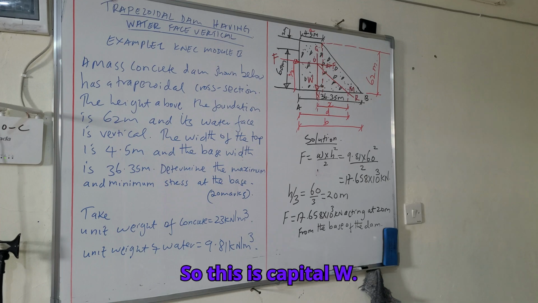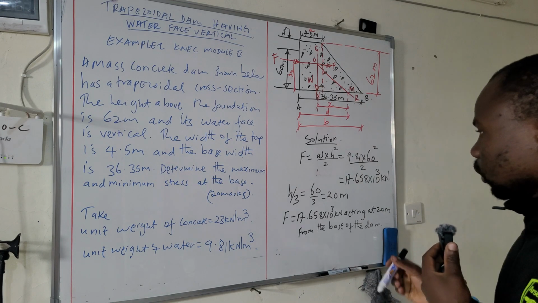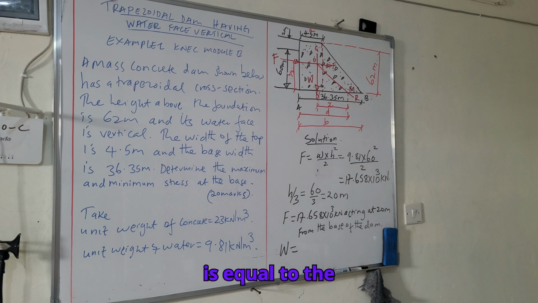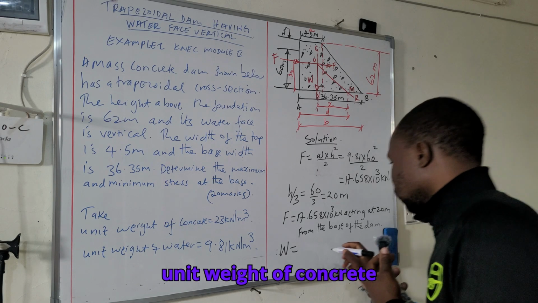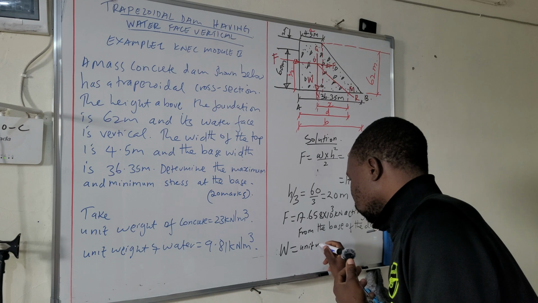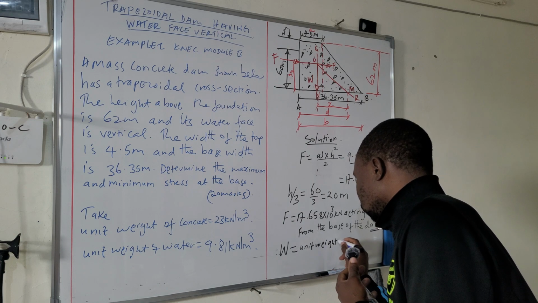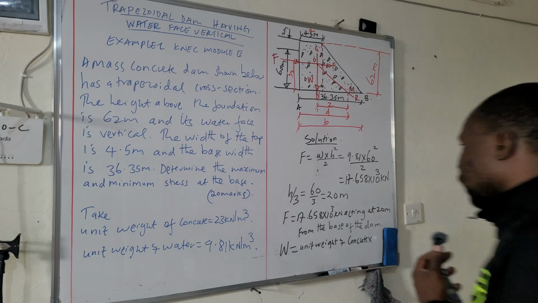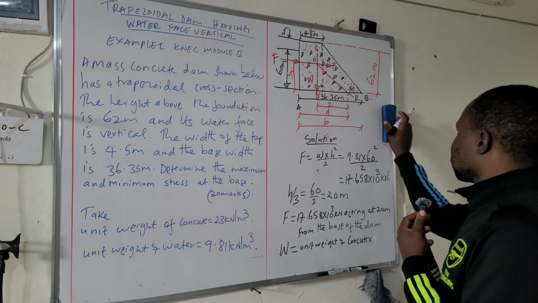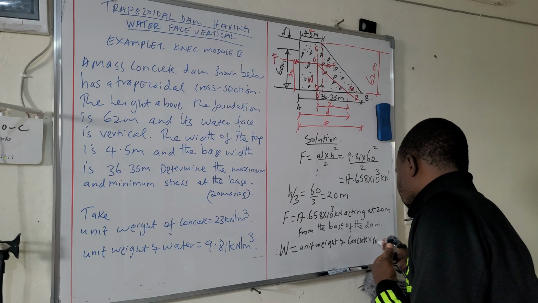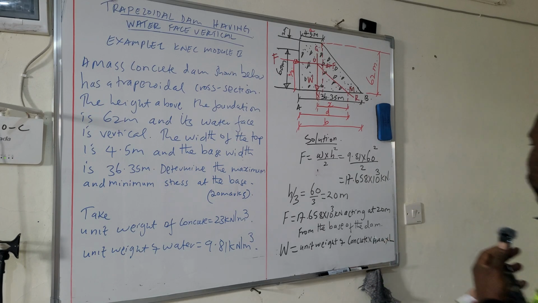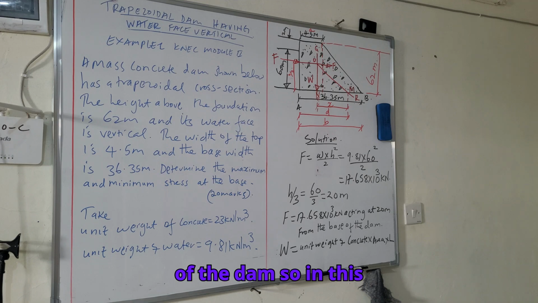So this is capital W. W is equal to the unit weight of concrete times area times length of the dam.